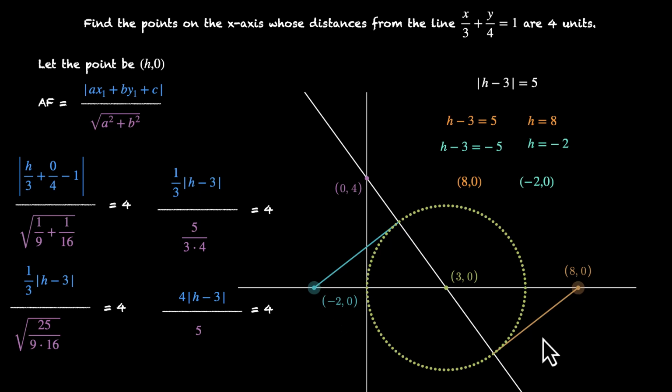This length is 4. This length is 4. You can see that this length is 5. This length is also 5. 8 minus 3 is 5, and 3 minus 2 is also 5. And you can also see that these two lengths are 3. If you take 3 as the radius and draw a circle, you'll get these two tangents to this circle centered at (3, 0). So this is the solution. The points are (-2, 0) and (8, 0).